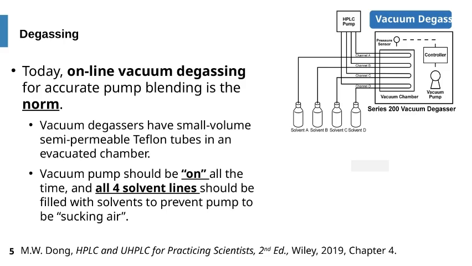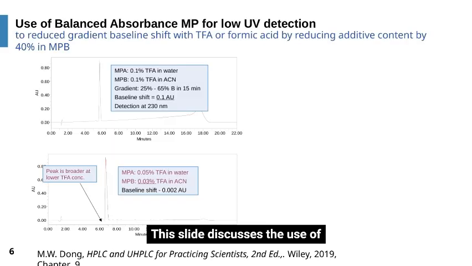The slide references a chapter in HPLC and UHPLC for Practicing Scientists by M.W. Dong for more information. This slide discusses the use of balanced absorbance mobile phases for low UV detection to reduce gradient baseline shift with TFA or formic acid. This is achieved by reducing the additive content by 40% in MPB.